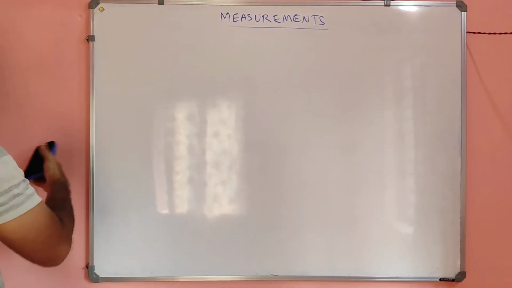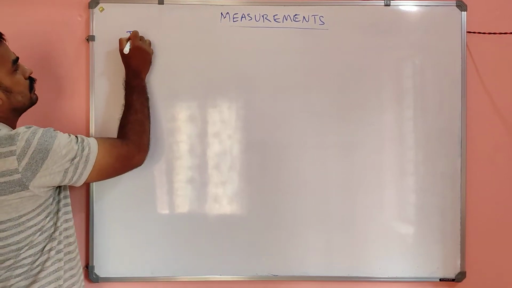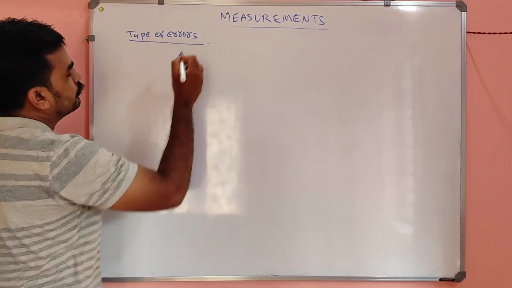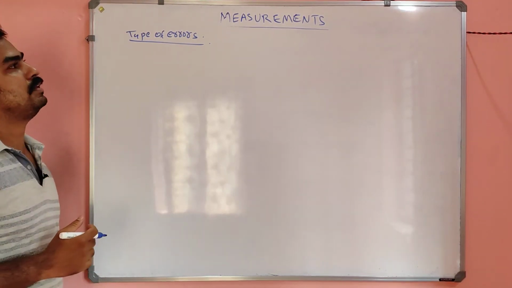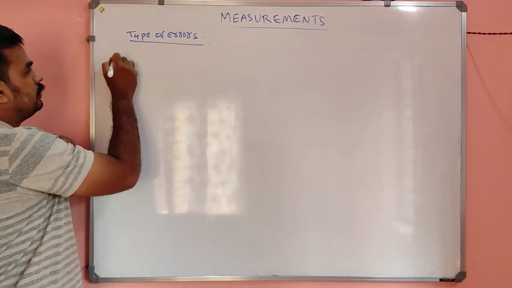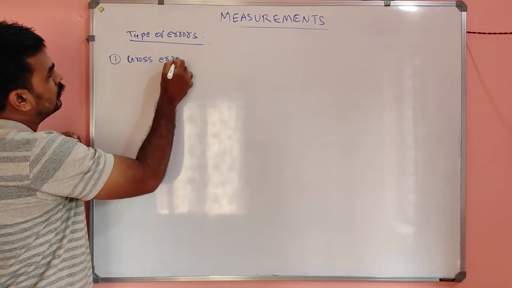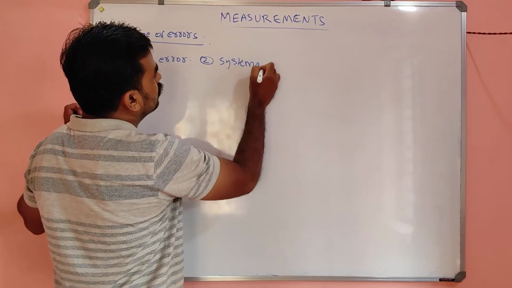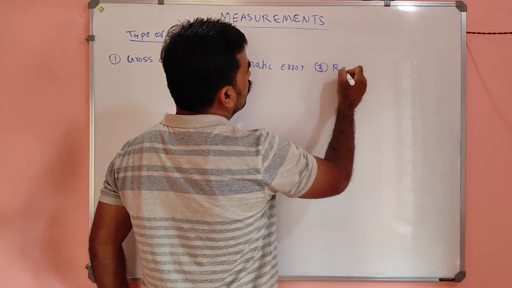Next, errors. Types of errors. This is very easy actually, but there are some questions related to this usually asked. There are 3 types of error, my dears: gross error, systematic error, and random error.